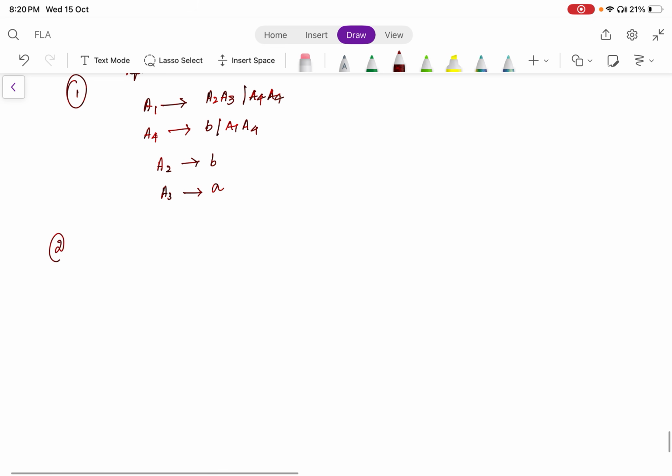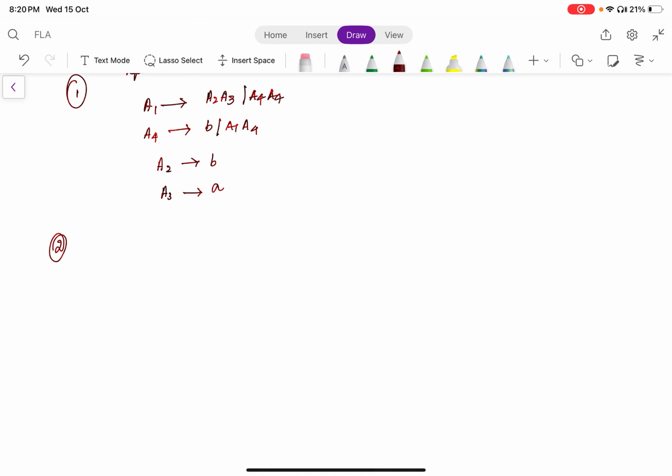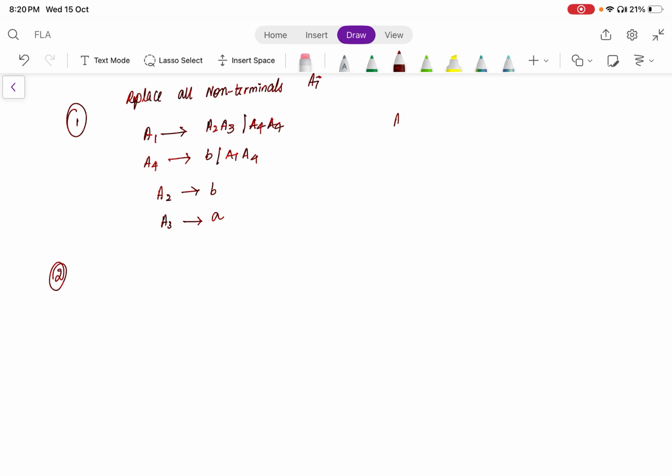So second step is to check I is less than J. So what is I and J here? If you take this production, for example, A1 tends to A2 A3, this is your I and this is your J. So always your I should be less than J. If it is greater than J, then you should do some substitution to make it less than J.